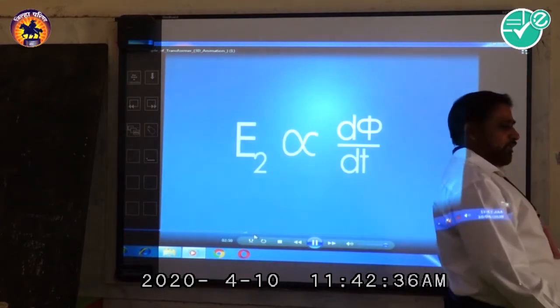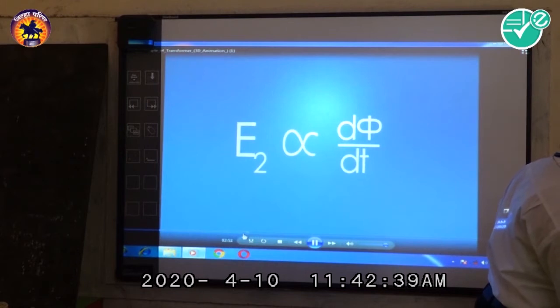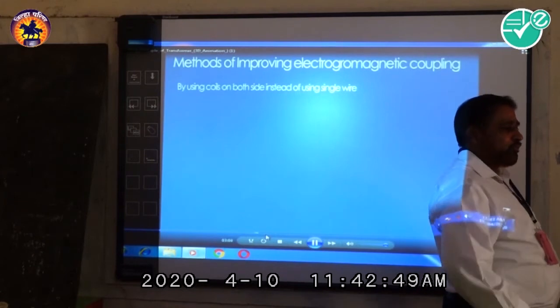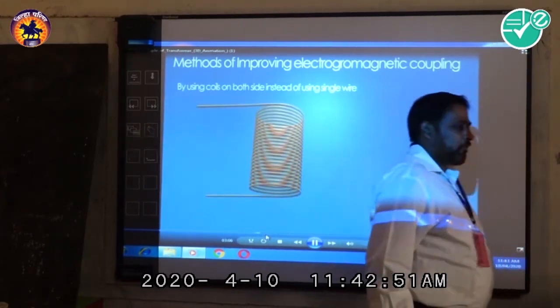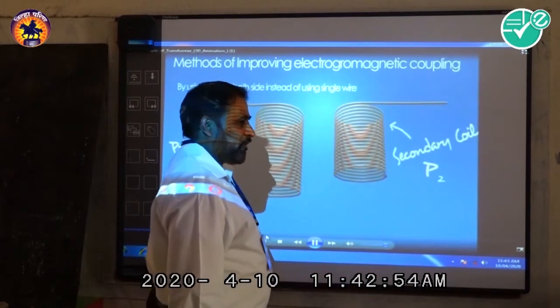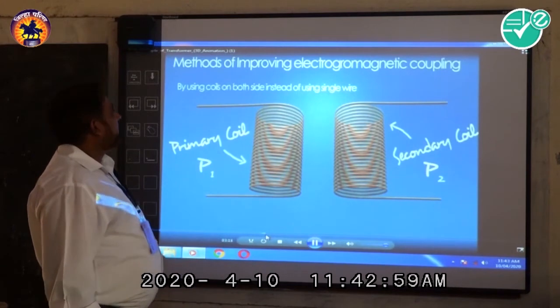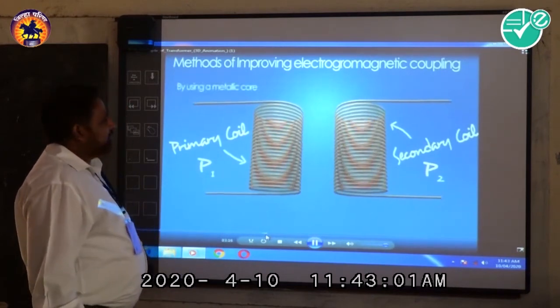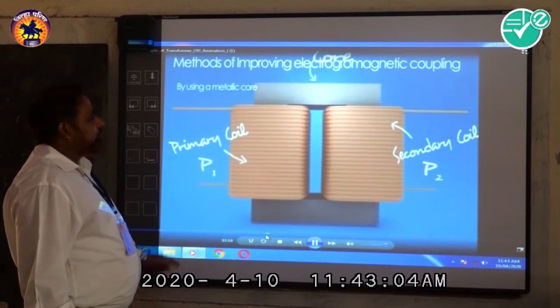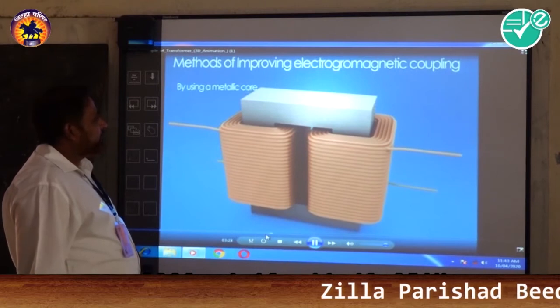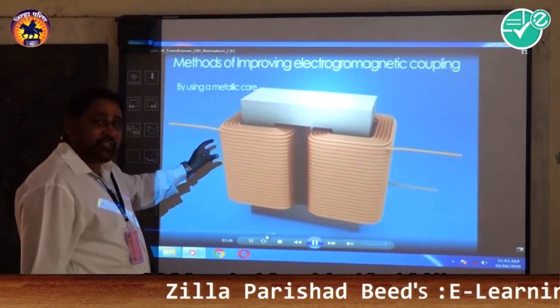So, electric EMF E2 is directly proportional to d phi by dt. So, this is the method of regrowing the electromagnetic coupling. You can see here the primary coil P1 and the secondary coil P2. By using both coils, we can produce the transformer like this. So this is the construction of a transformer.